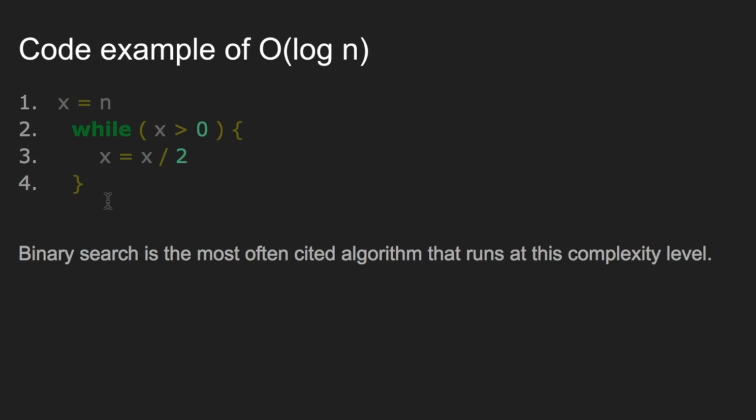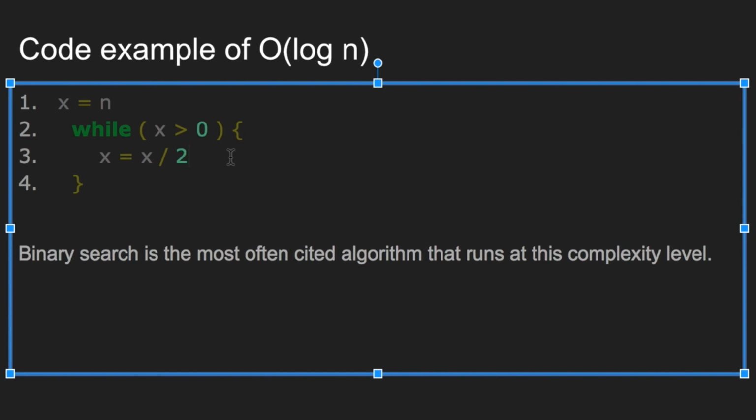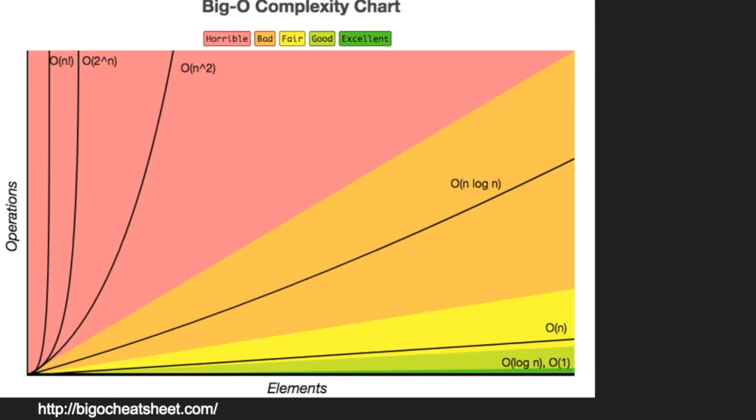This is a quick, simple example of what log n code would look like, and you see you're just cutting in half x each time, and you go until x is no longer greater than 0. So you can see that algorithms of this type of nature are very efficient. As n grows, the complexity, the number of operations, just goes up very minimally. It goes up in inverse exponential is the best way to say it.